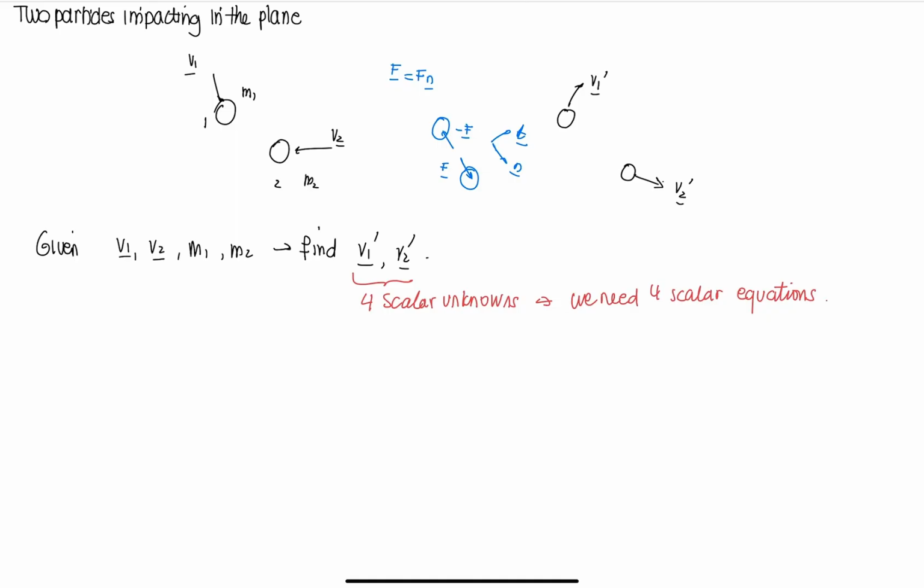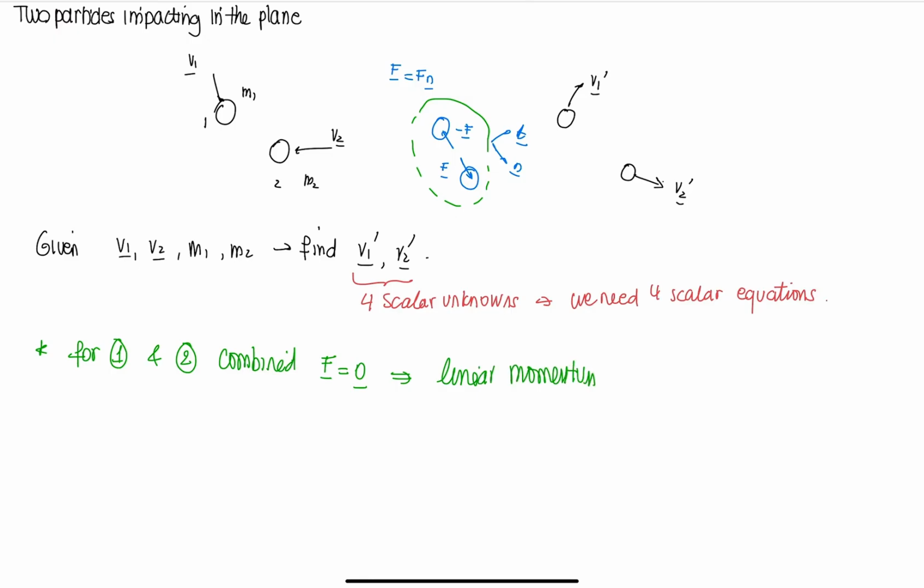Okay, so for example, if I consider the system of the two particles combined, the sum of the external forces acting on these particles is equal to 0. So for 1 and 2 combined, the sum of the external forces is equal to 0, meaning that the linear momentum of this system, pre and post collision, is conserved.